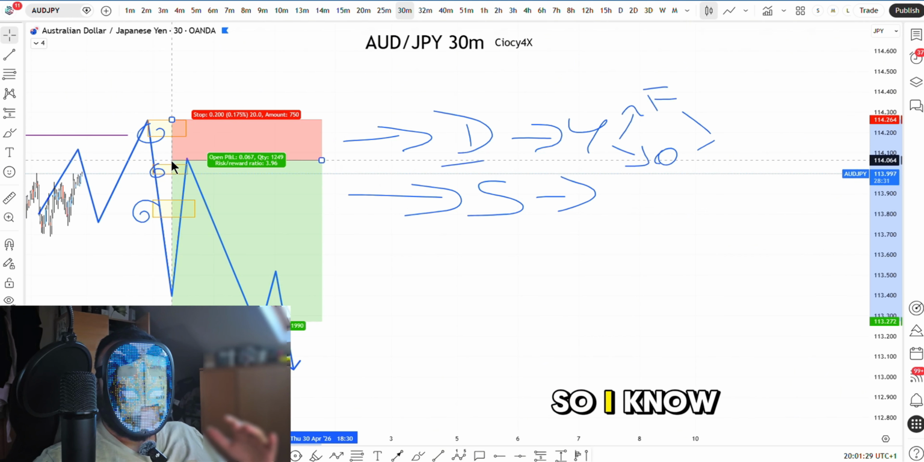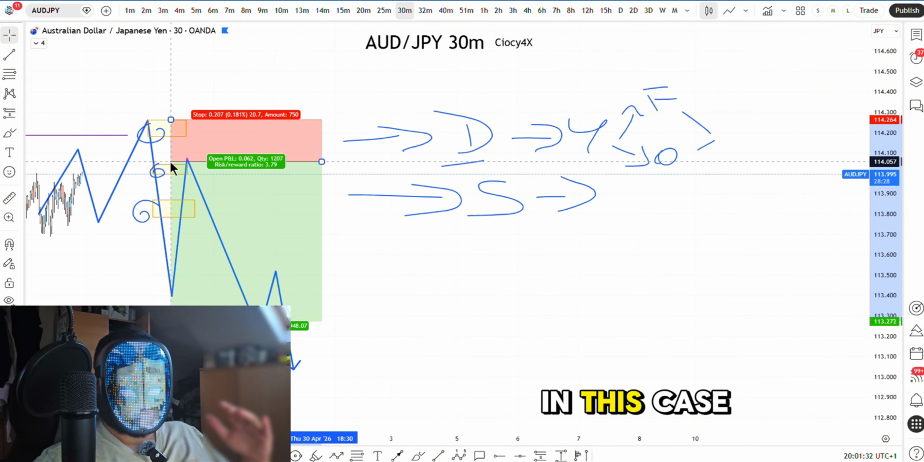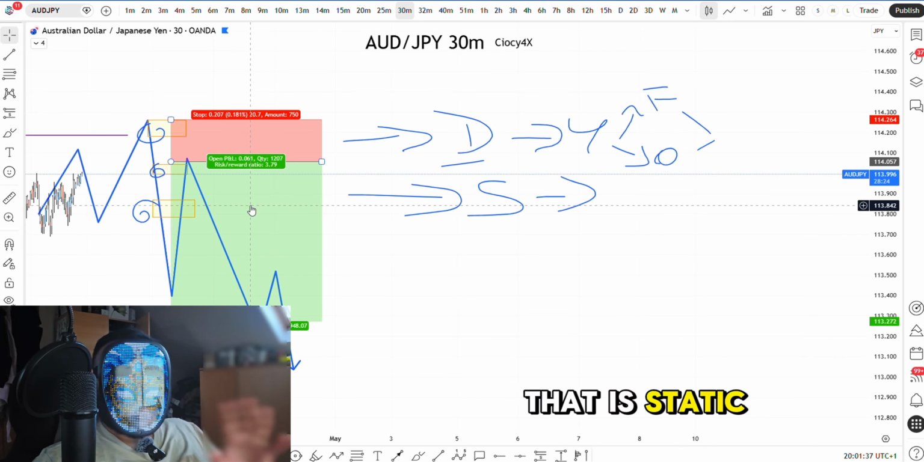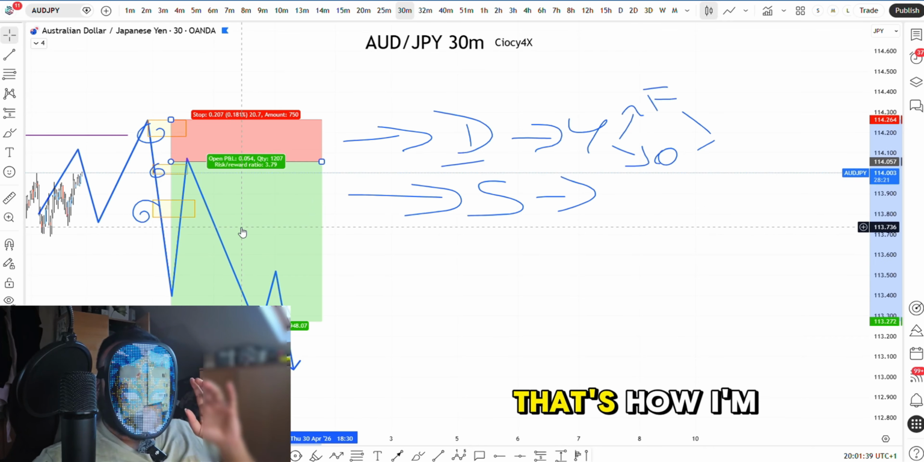5 pips rule. So I know that is fixed. Okay, so let's say in this case, let's do 20 pips. Okay, so that's 20 pips. I do 20 pips. That is static. So no matter what happened over here, that's how I'm taking the trade.